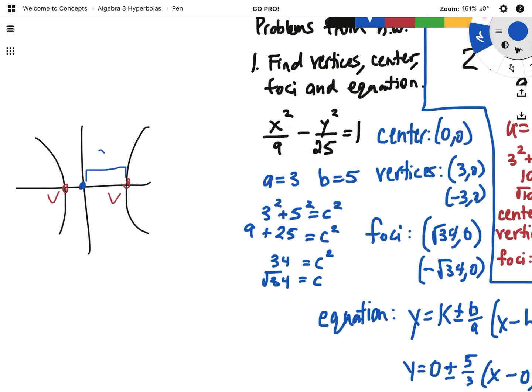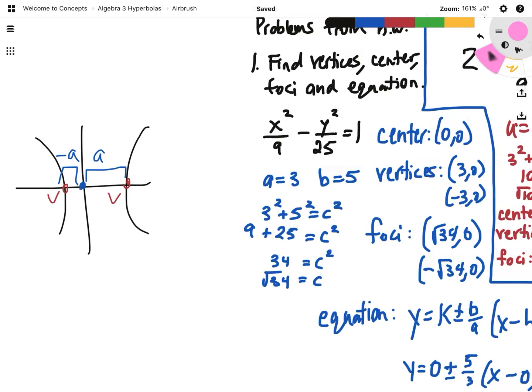And so this isn't drawn exactly to scale. That represents a. That represents negative a. And so 3 units away from the center are the vertices. And that's how we get the 3, 0 and the negative 3, 0 right there.